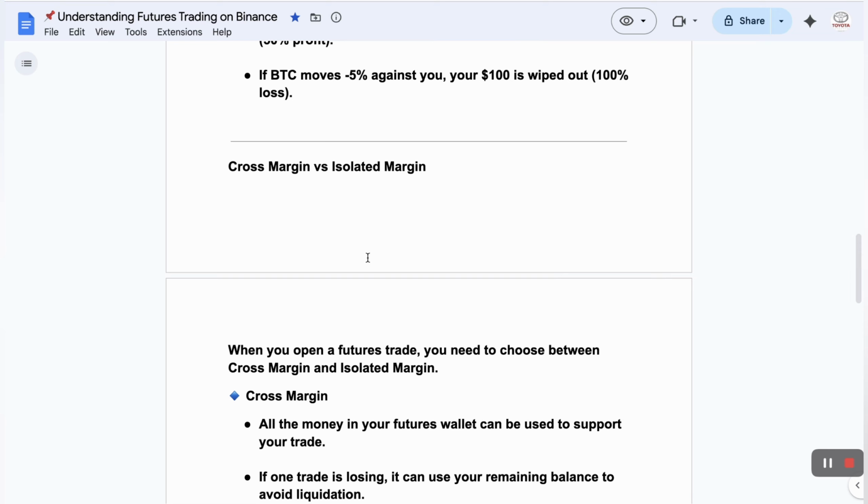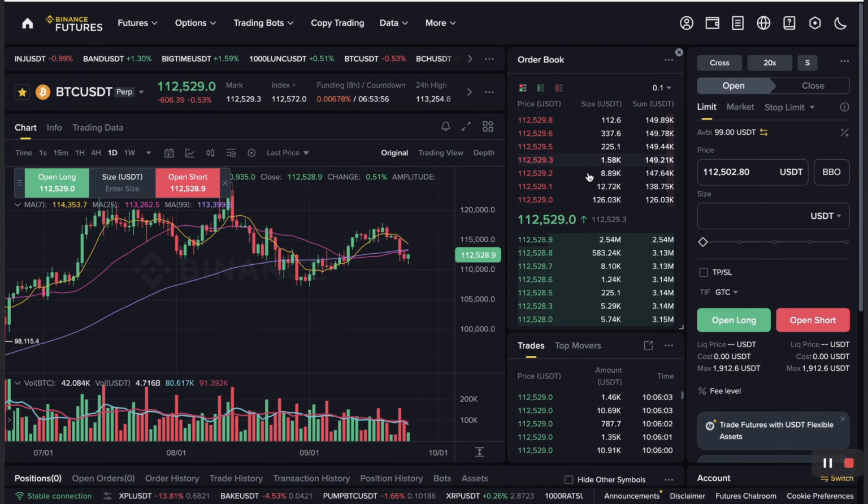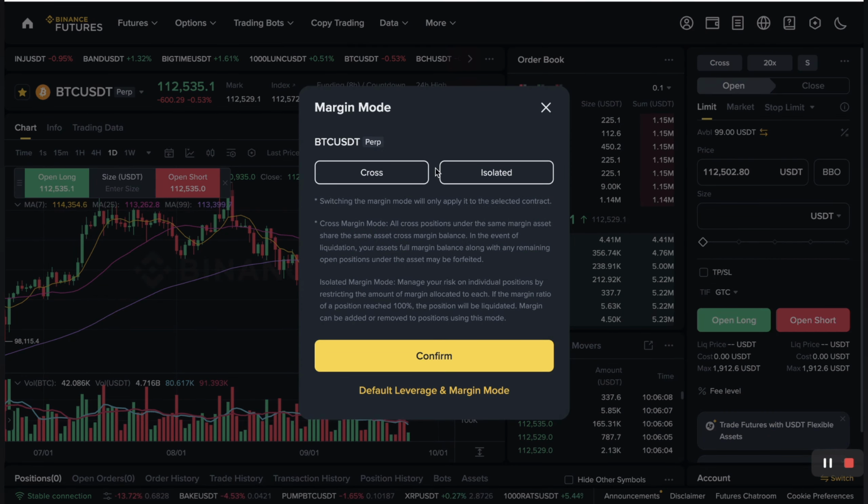So the next step right now is what we call cross margin, cross and isolated margin. Let me show you. This is cross. Can you see we have cross?